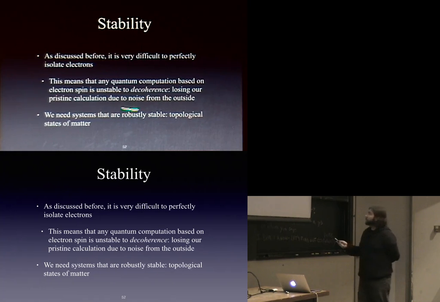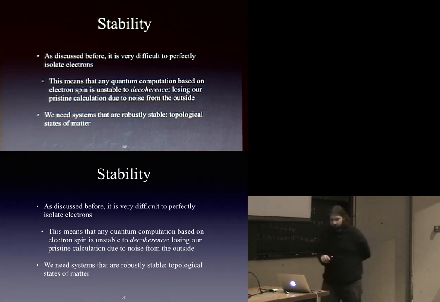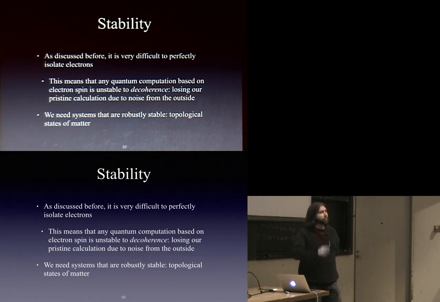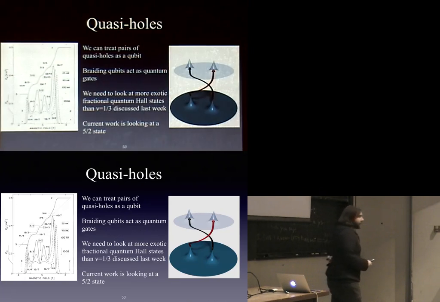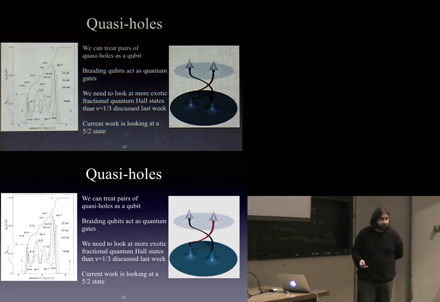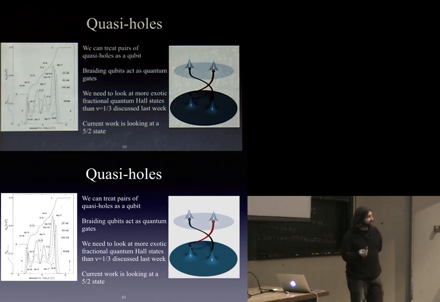So you have to worry about this noise from the outside if you just have bare electrons. So what you really need is states that are very robustly stable, right? An electron spin is not stable. If I hit it with a photon, it changes, right? So that's very weak. You need something like a topological state of matter that has topological defects. Because those topological defects, by their very nature, are extremely stable.